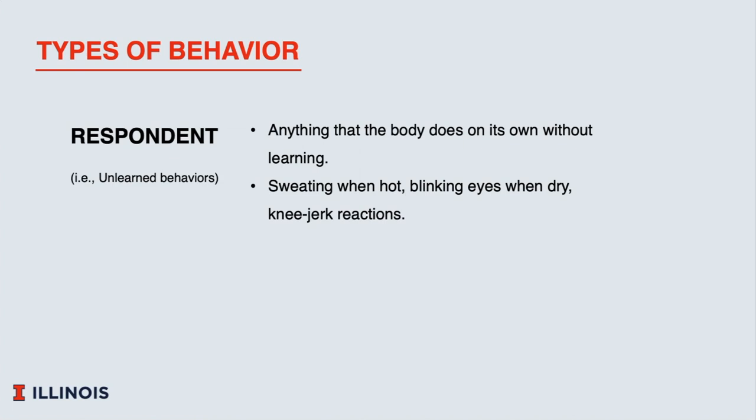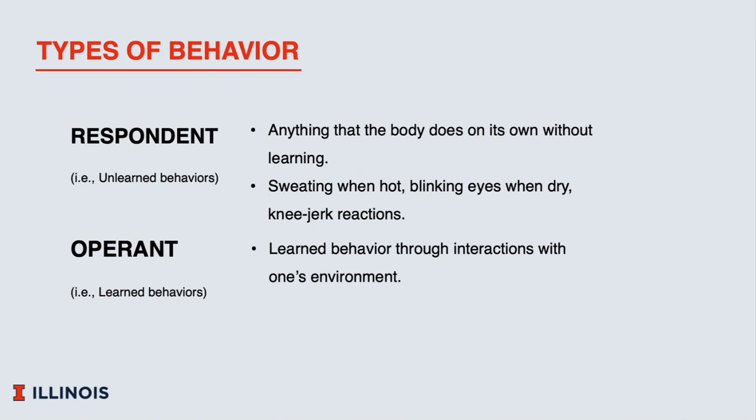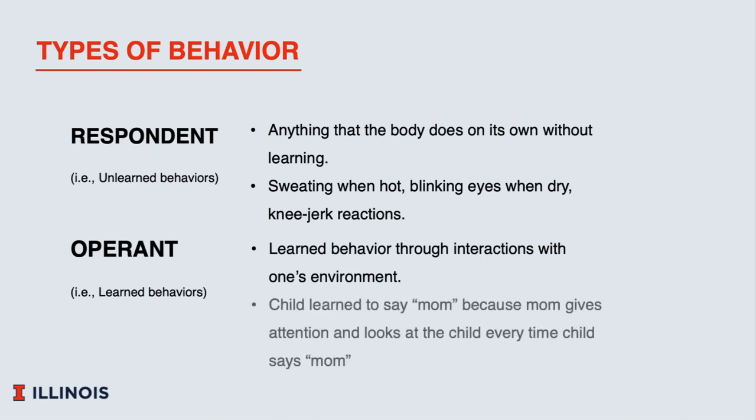Instead, we will be focusing on operant behaviors. These are behaviors that are learned by consequences. One example of an operant behavior is saying, "Mom." Every time a boy says, "Mom," his mother looks at him. So over time, the child learns that saying, "Mom," will have her look at him. Hence, saying "Mom" is an operant behavior because it is learned.